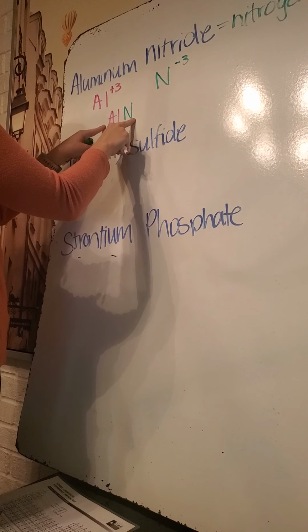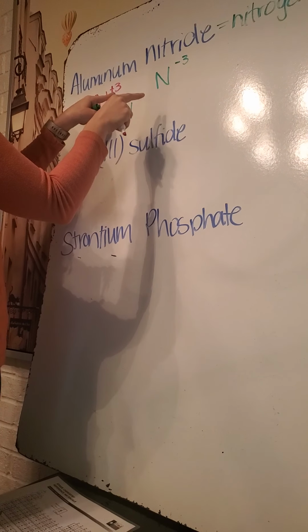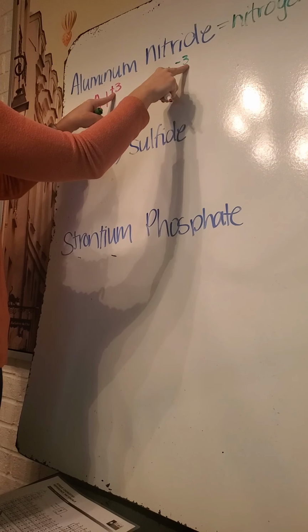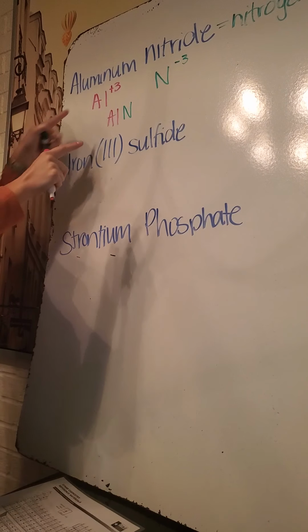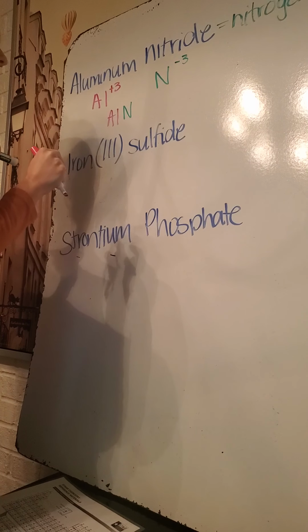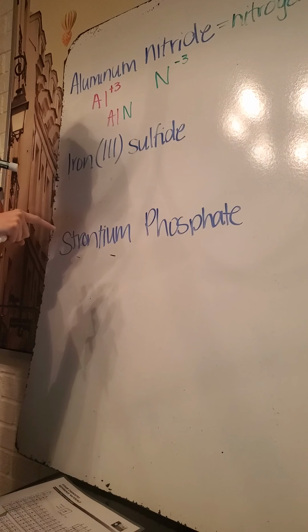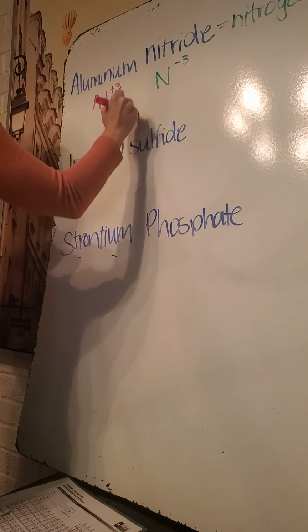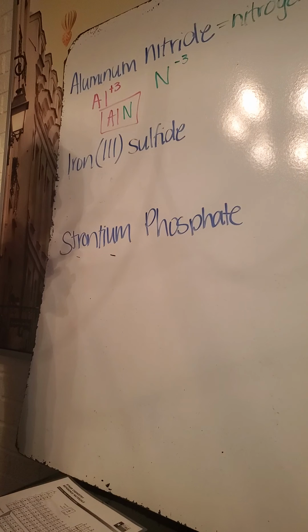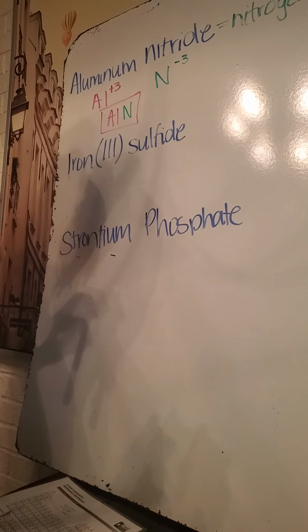Our compound has a neutral charge. So if we have +3 from aluminum and -3 from nitrogen, they already cancel out. +3 minus 3 gives us 0. So we only need 1 aluminum to balance out that 1 nitrogen. So this right here is going to be our chemical formula, and we're done. Now we're going to try one that's a little bit harder.